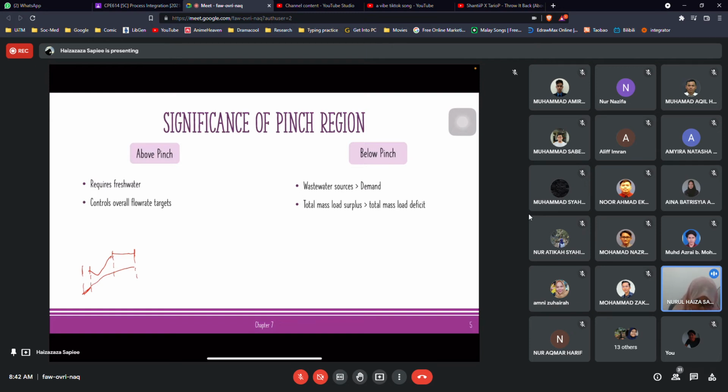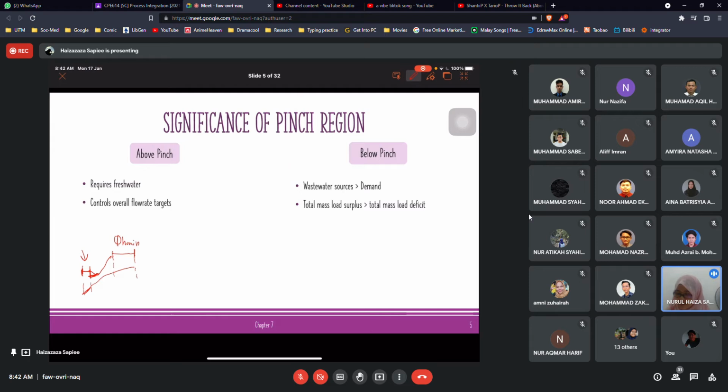Tapi kalau graph dia macam ni, dia sebenarnya kena menurun lah. Kalau this graph is macam ni, this one is QH min. Yang ni QC min ke QH min? QH min. Okay, thank you Azrai.